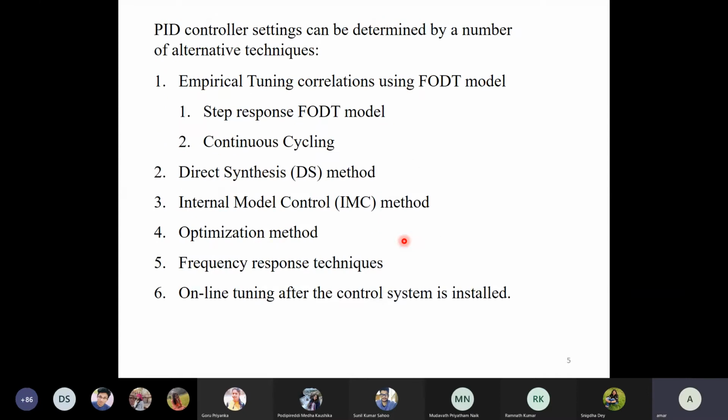So now let us see what methods are available for PID controller settings or PID controller tuning.